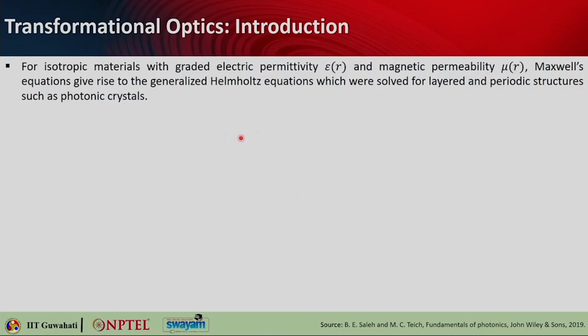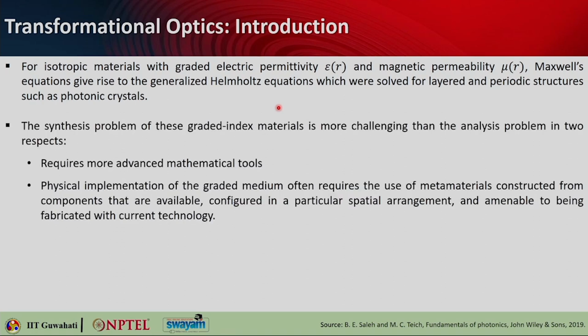You can actually make light take any bent path. Now for isotropic materials with graded electric permittivity epsilon_r and magnetic permeability mu_r, Maxwell's equations give rise to generalized Helmholtz equations, which were solved for layered and periodic structures such as photonic crystals. We have seen this already before.